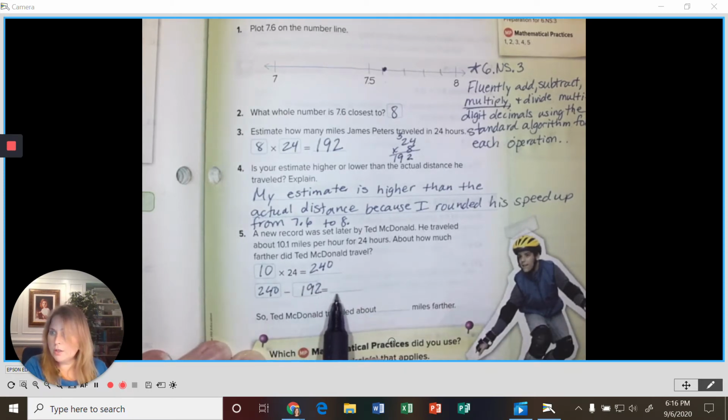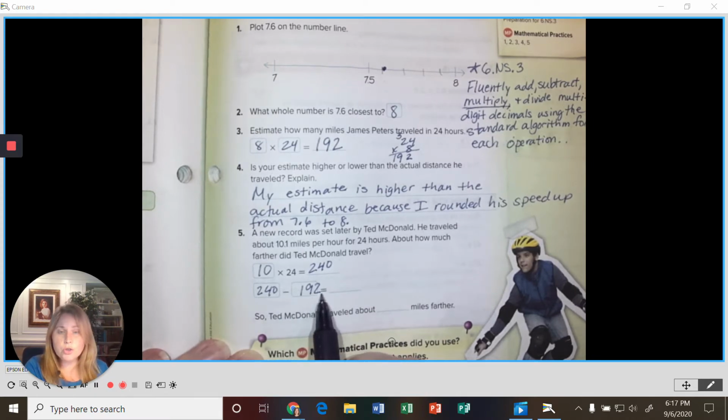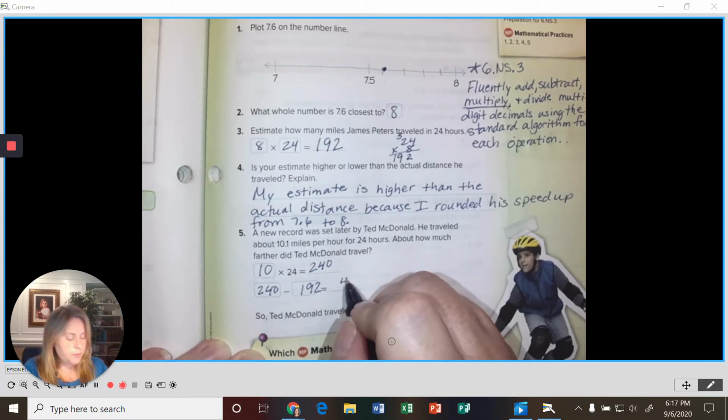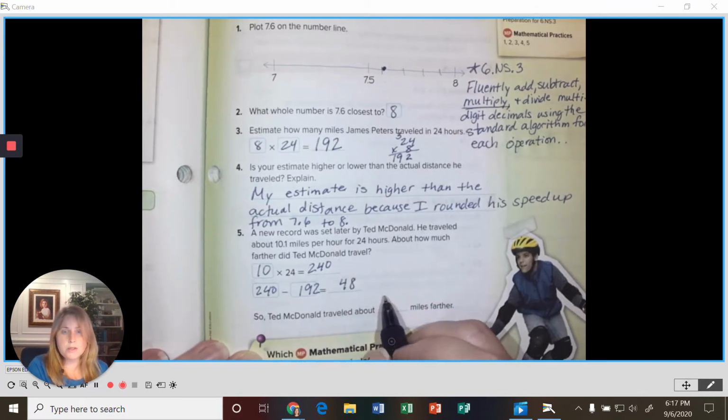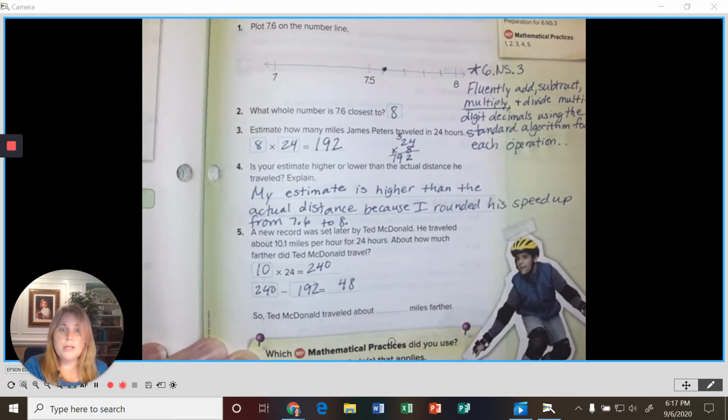So I'm not going to do the subtraction algorithm. I'm going to count up. So from 192 to 200 is 8. And from 200 to 240 is 40. So 48. Okay, you can subtract that with the standard algorithm, but personally, I would rather count up to 200. That's 8. And then count up to 240. So that's 40 more, 48. So Ted McDonald traveled about 48 miles farther.